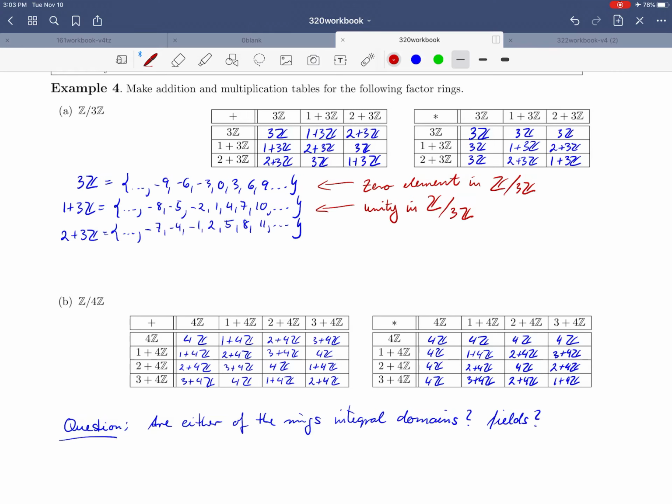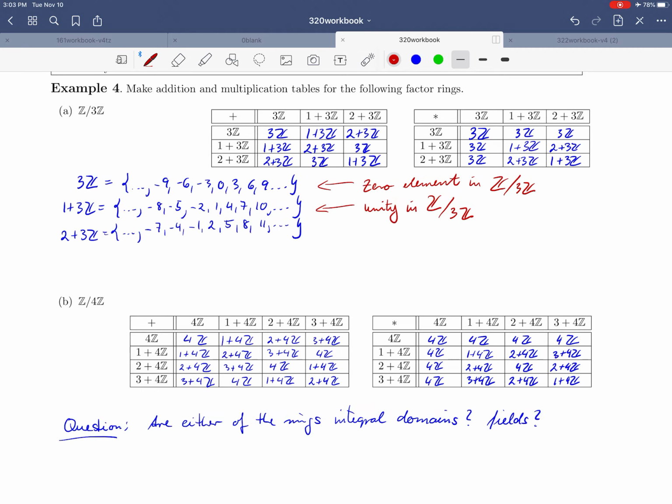Okay, let's look at example 4 a little bit more. So we worked out part A together, and I hope you filled in part B. I filled in our addition and multiplication table for this example as well. And so here we have two examples of factorings. And my question is, when you're looking at those two factorings, is either of them an integral domain? Is either of them a field?